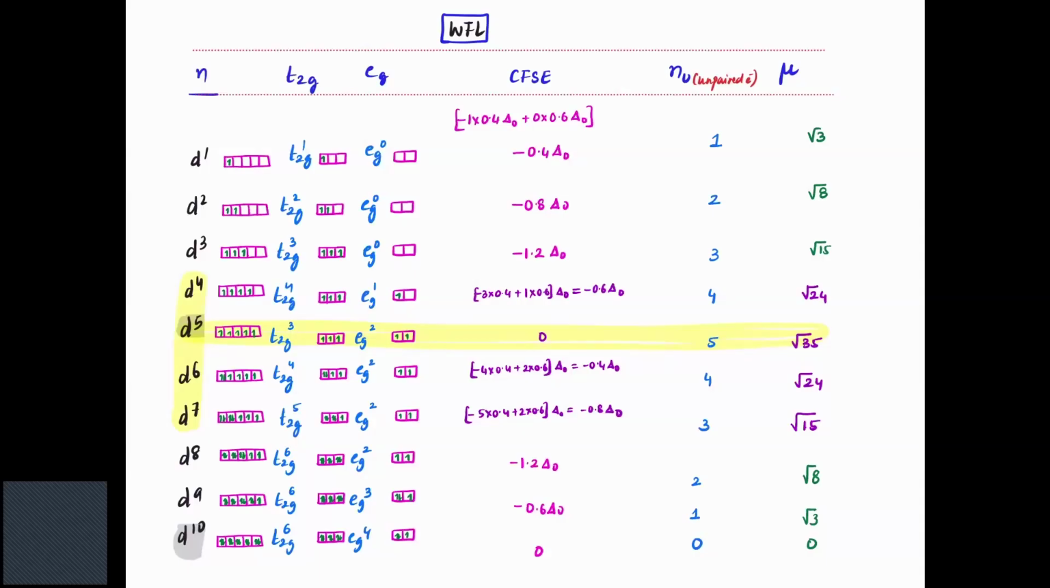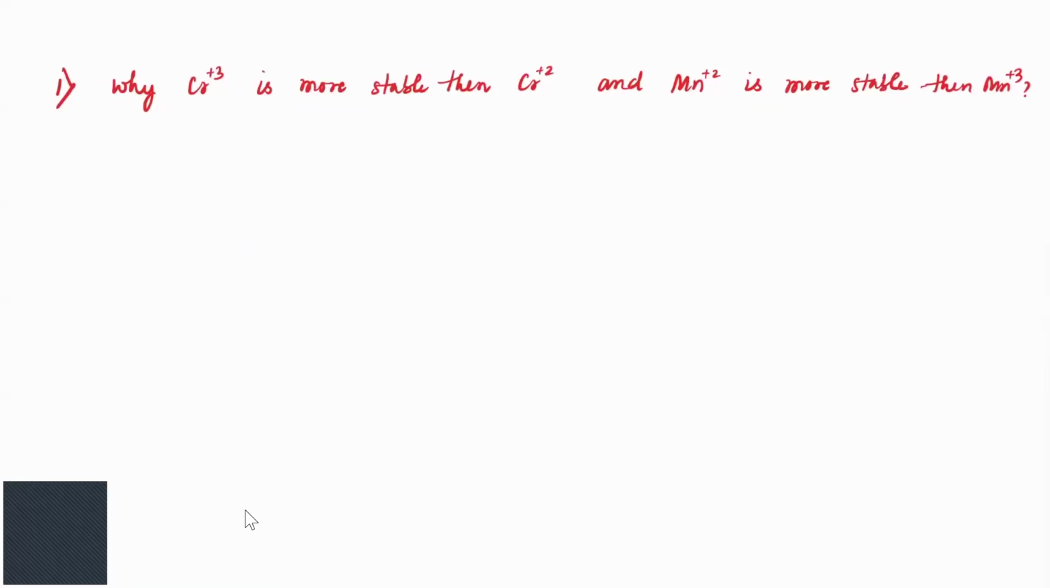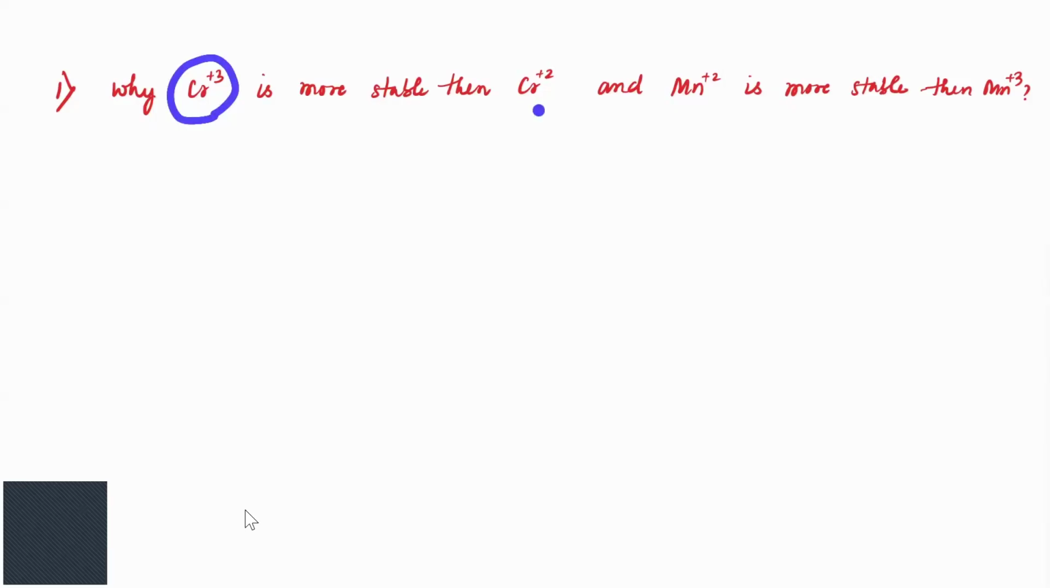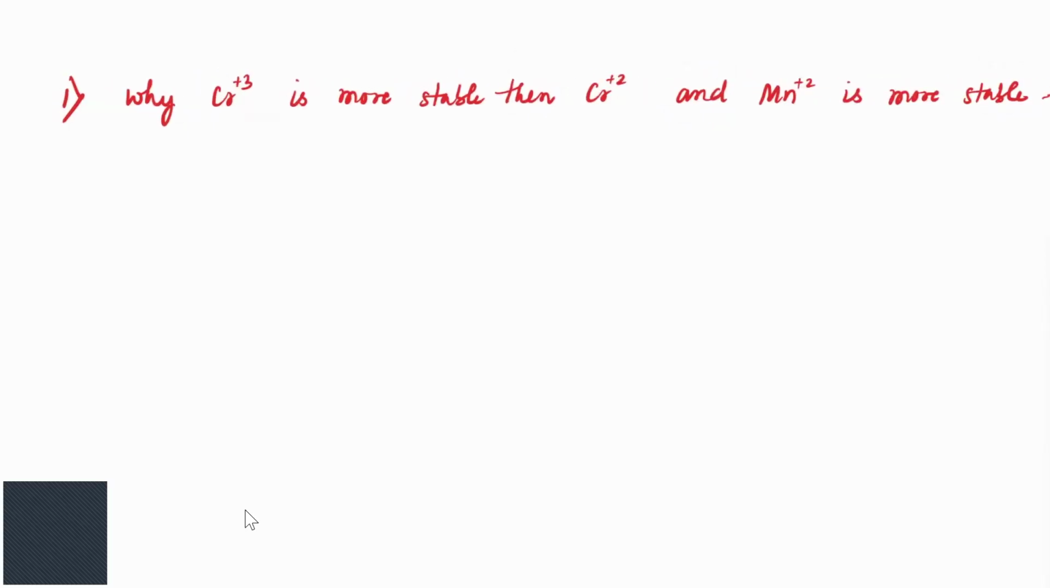We need to understand how to calculate the CFSE, right? Both in strong field as well as weak field cases. Okay. This explains the same fact which I'm trying to tell you, that why chromium plus 3 is more stable than Cr plus 2 and manganese plus 2 is more stable than Mn plus 3. Okay. So notice this one.